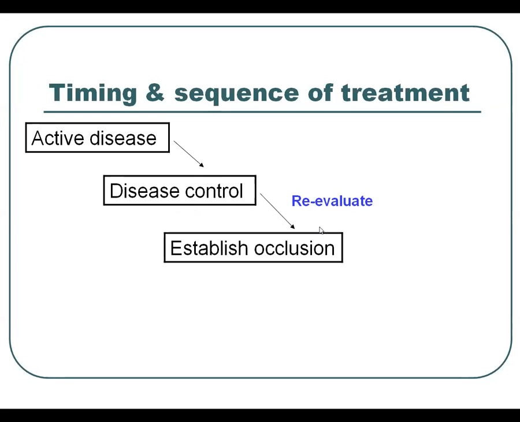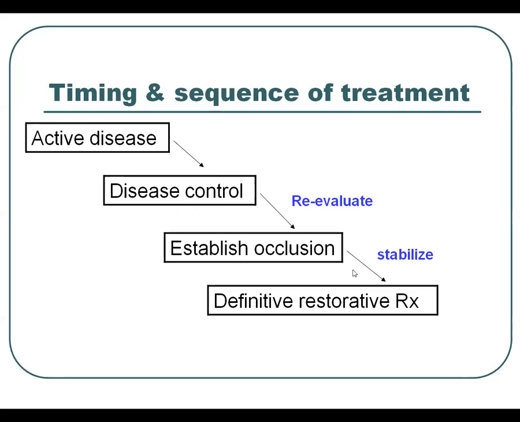Then the patient has to be re-evaluated to see the established occlusion. Once the occlusion is established, then we have to do definitive restorative treatment if required. It may be a prosthesis, it may be a filling, it may be placement of implants. Next is the maintenance. Whatever corrections have been done, we have to maintain that. We have to stabilize the occlusion. This is the sequence of the treatment, especially in adults.